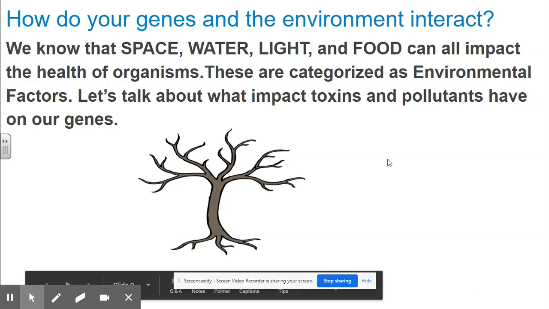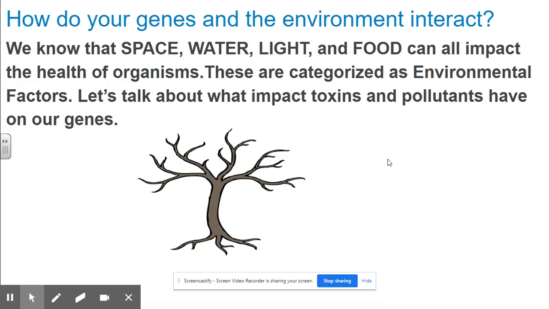So how do your genes and the environment interact? Well, we've all learned that space and water, light, and food all impact the health of organisms. These are categorized as environmental factors. And let's talk also today about what impact toxins and pollutants have on our genes. Those are environmental factors as well.